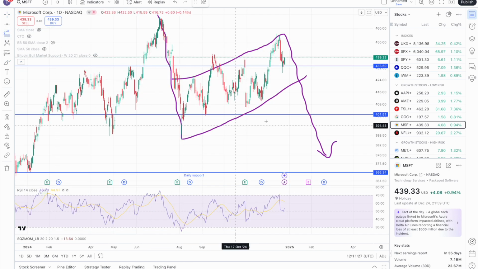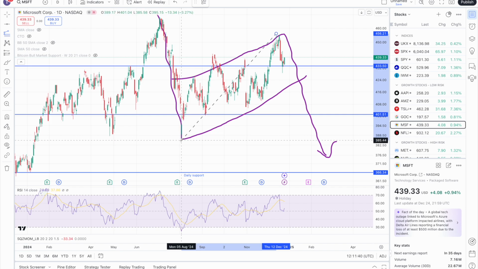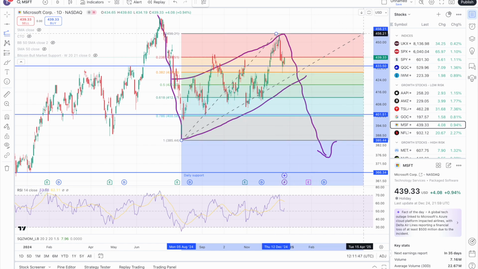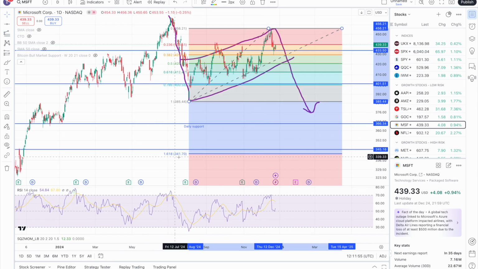And just for completeness, I'm going to use the Fibonacci tool to try and predict how low Microsoft will go in this move. So if I go on the short-term high over here, and go to the lowest the price has been in this consolidation period, and stretch it out so I can see more clearly, I can see that the 1.618 Fibonacci is very close. It's about $341, whereas the level of support and resistance I drew earlier was $345.